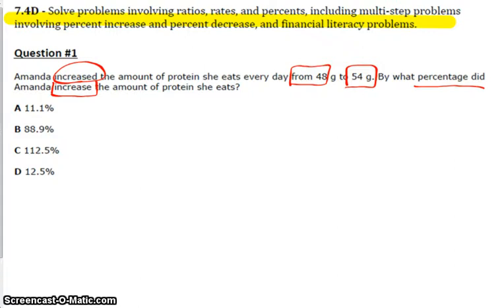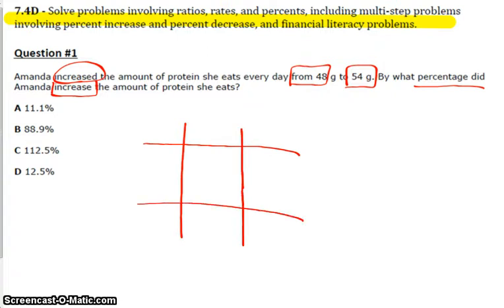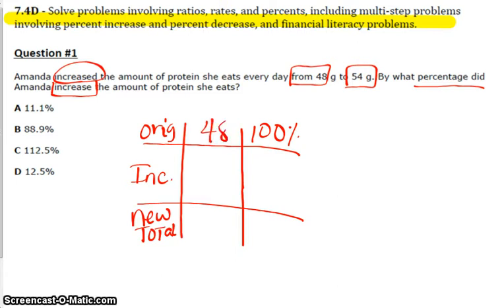Okay, so the first thing you should have drawn on your paper is the hashtag for percent increase. Since it is a percent increase, your original is on top, the increase is in the middle, and then your new total is down at the bottom. Remember, your original is always your 100%. My original grams was 48. My new grams was 54. And I am looking for what is the percent of increase.